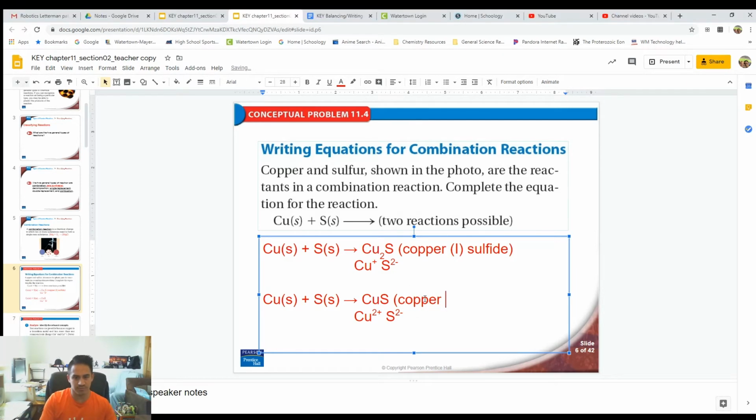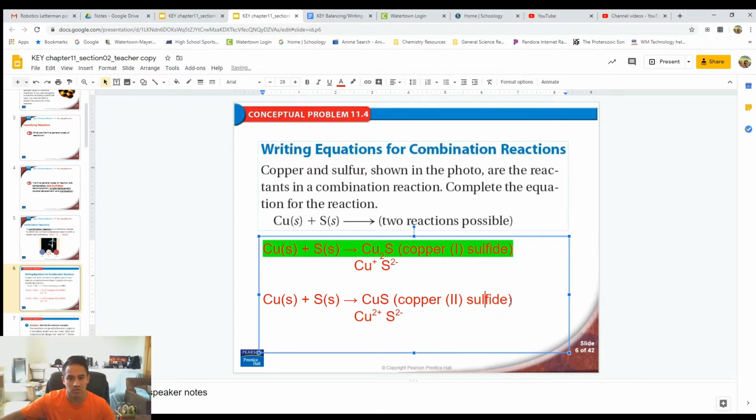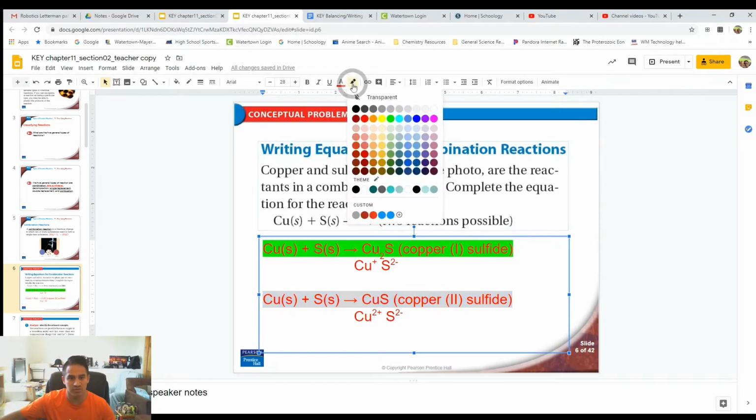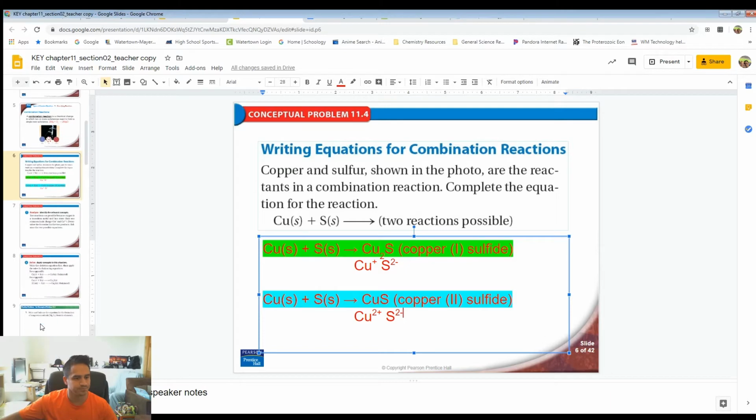Okay, but either way, the 2 reactions that we would have would be either this one. Okay, so this would be 1, or this one. That would be the other one. Okay, so those are the 2 possible reactions that can happen. Either making copper 1 sulfide or copper 2 sulfide. But either way, we are combining these elements together to make one new compound.